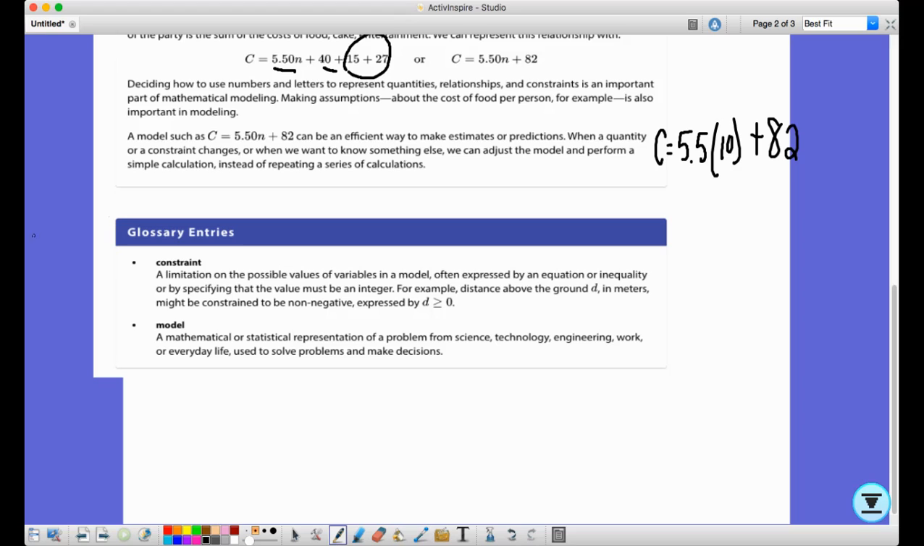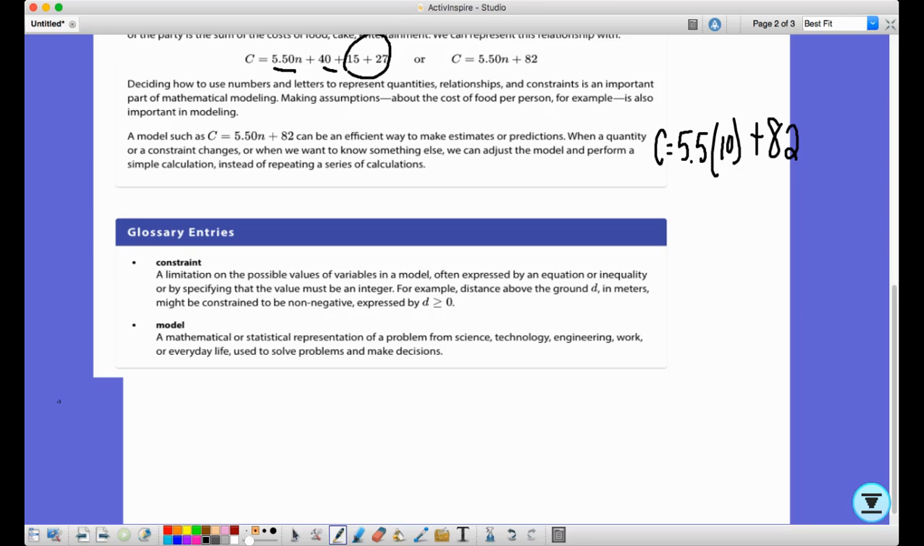Some vocabulary and glossary entries to add to your brain for the next couple weeks. Remember, a constraint is a limit on the possible values of variables in a model, often expressed by equation or inequality. Okay? Think of your constraint as always your limits. How much money you have, how many people you have, things that you really can't go over.